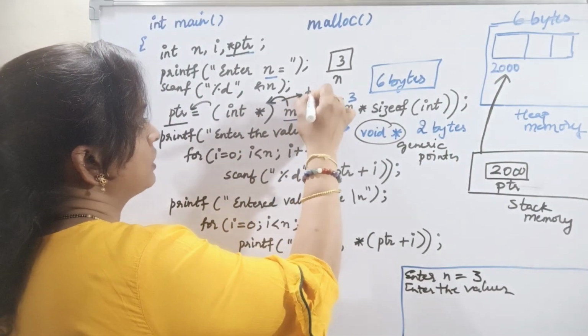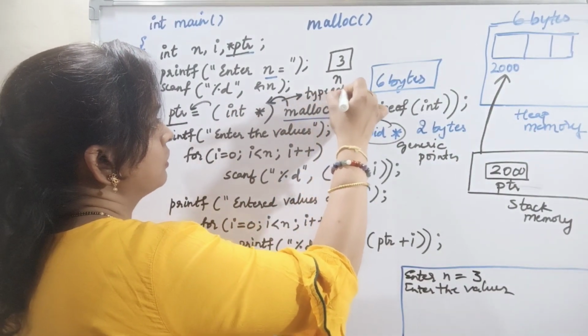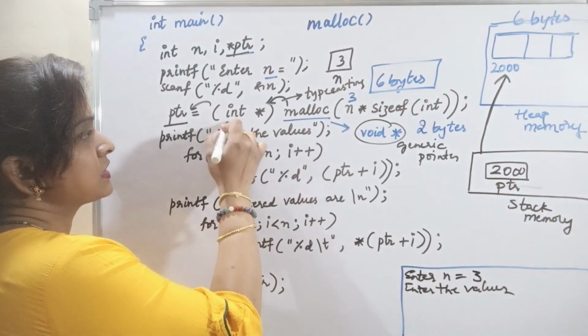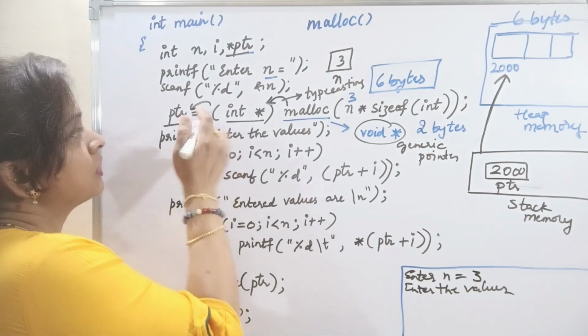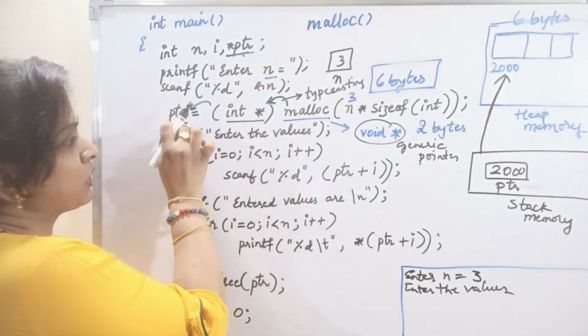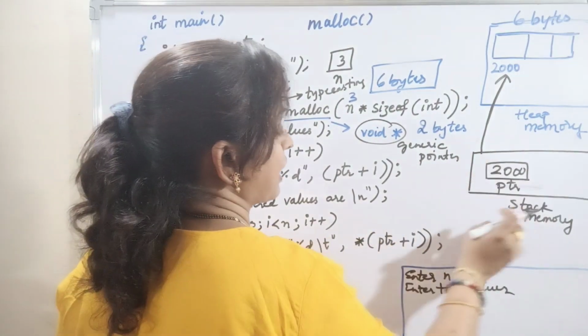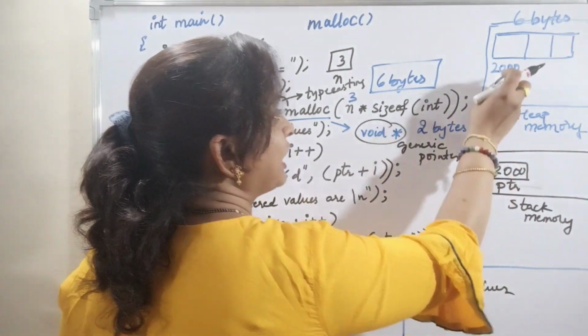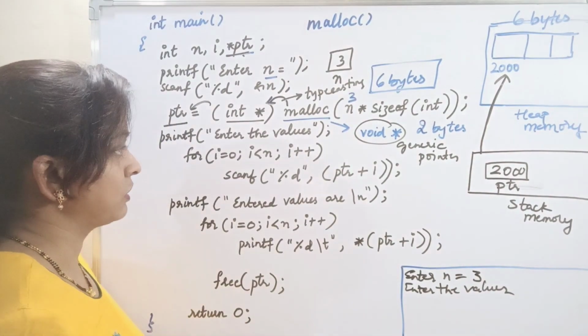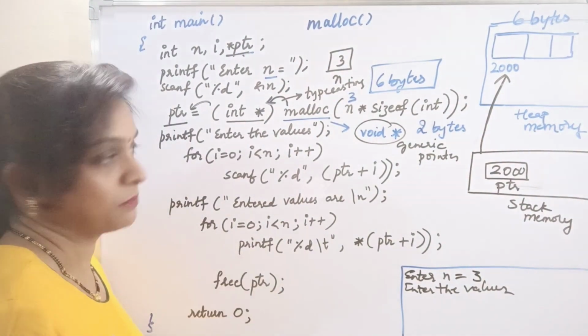So what we are doing here? We are going to do typecasting. So typecasting is done here. So it is casted to integer pointer. So PTR is of integer type. So this integer pointer will be stored in this PTR which is in stack memory. PTR is now pointing to this location 2000. So later I am going to store that values in that location.